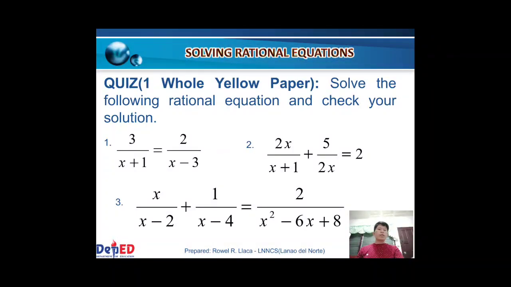In your quiz, you are going to show your solution on a one-whole yellow paper. Solve the following rational equations and check your solutions. It's for number 1, number 2, and number 3.